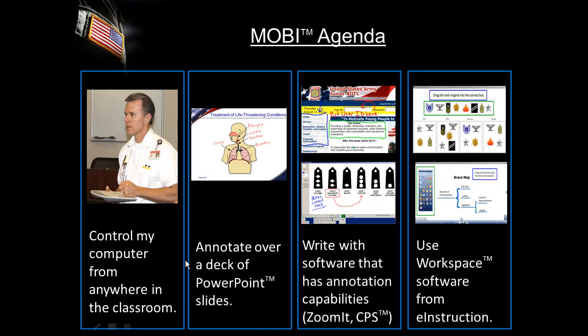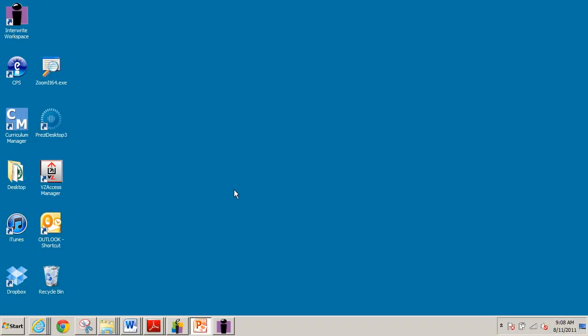Okay, so in this first section, we want to look at how to control your computer from anywhere in the classroom. I have my MOBI up and running, and I'm just hovering the pen over the writing space, but not clicking on the screen. If I were to click, it creates a left click like on your mouse. So I'm just hovering over and it's moving that arrow from anywhere in the classroom.